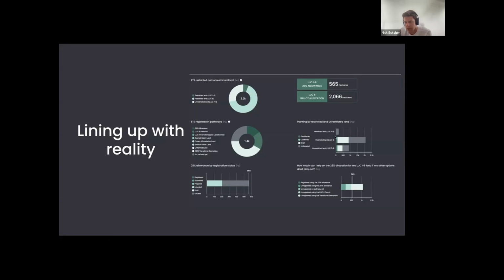We've also got an indication of the distribution across the land classes by the stage of the forest planting. And then it's these two last bits here, which are really the sanity check of, are you about to get yourself into trouble with what your plans are? The one on the left is how much of your 25% allowance you've used up by the registration status.